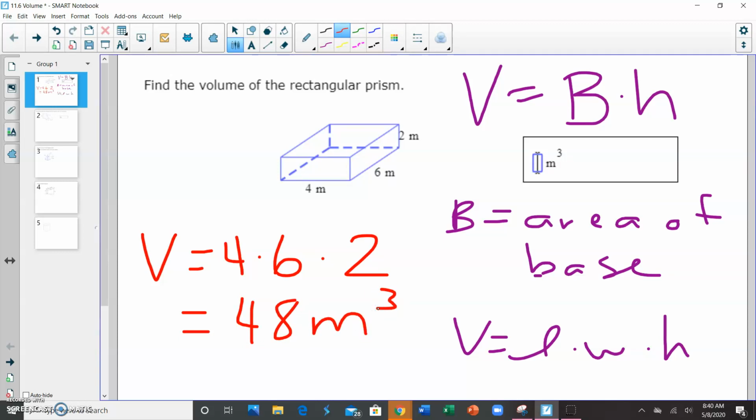Because it is 3 dimensions: length is one dimension, width is a second dimension, and height is a third dimension. Or the area of the base is already 2 dimensions, so times height would be a third dimension. So all of your volume problems in today's assignment are going to be cubed. As you can see, they already got it started for you with meters cubed.